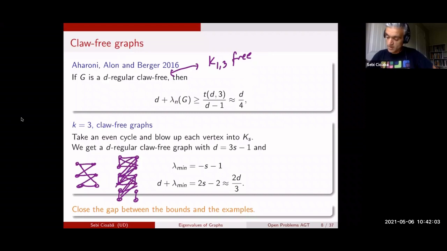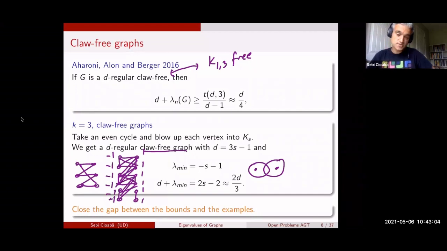And then again, their lower bound here is about d over 4, and the best construction that they could come up with in this situation is this one. You take this even cycle and you blow them up with cliques. It's not too hard to show that these graphs are claw-free, because the neighborhood of each vertex is essentially a union of two large cliques. So the best you can do for an independence number is to take a vertex from each of the cliques. And like I said, the lambda min calculation is fairly easy by taking an eigenvector here of minus one, minus one, minus one, and putting here one, one, one, one, and you can get this calculation. And so this is the first.